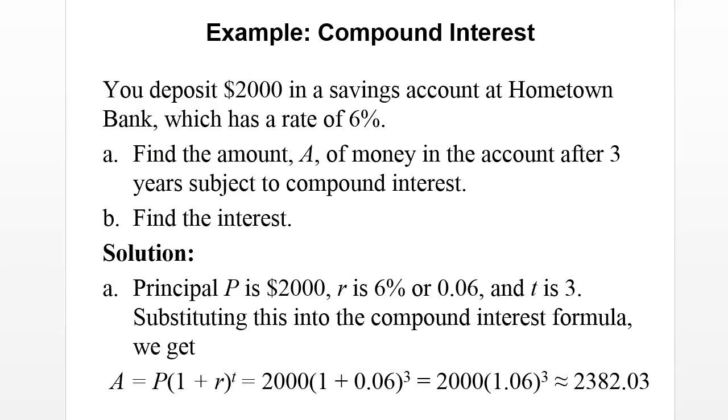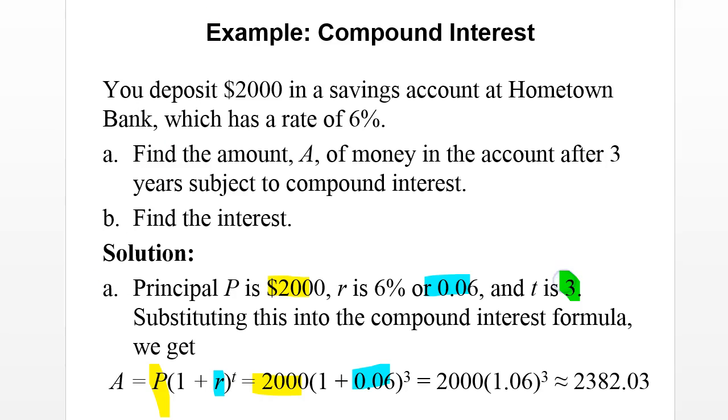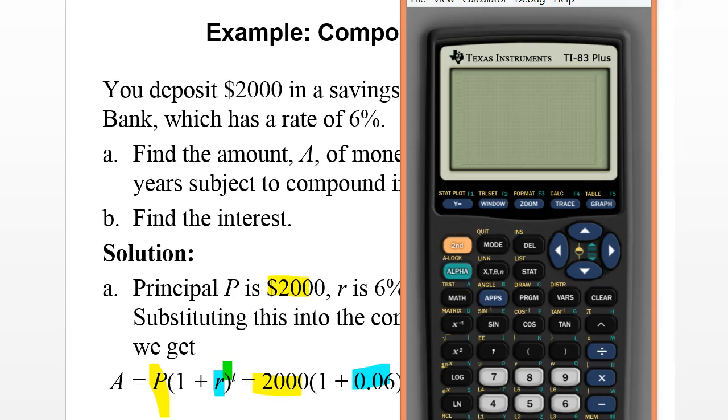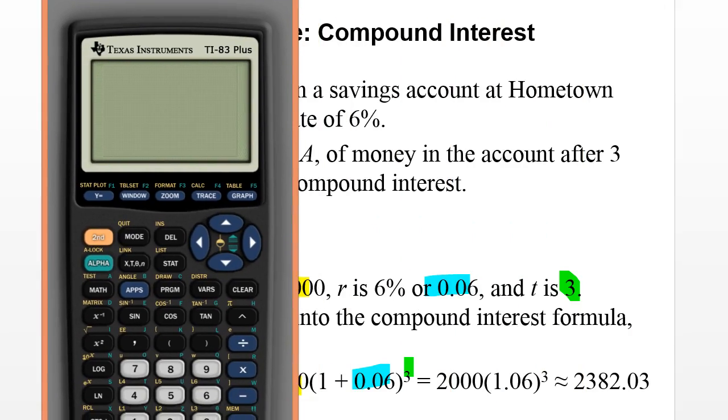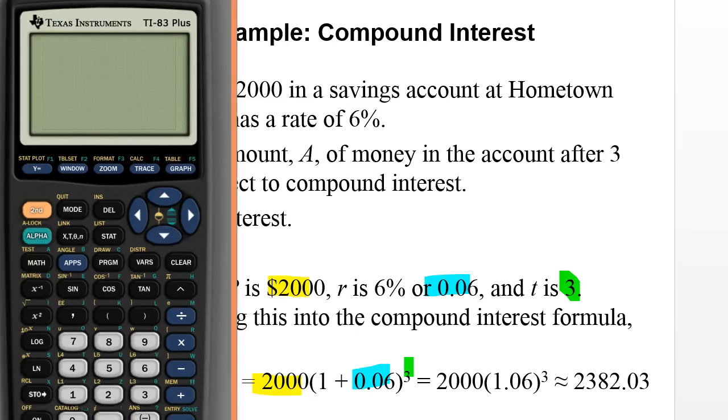So our P is the principal, so that goes right there. That's where the 2,000 is coming from. The R is 6%, so 0.06. So 1 plus R, so 1 plus 0.06. And then T is 3, right? 3 years, so we're plugging that in up there. And then you can literally type that in on your calculator just like that as you see it. If you have a scientific calculator, that'll handle order of operations.